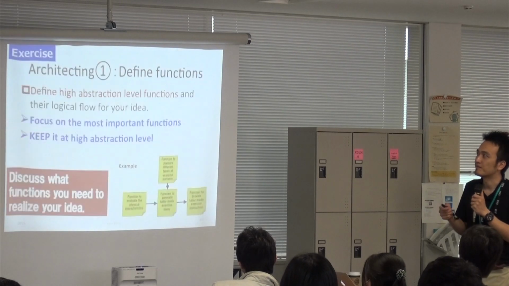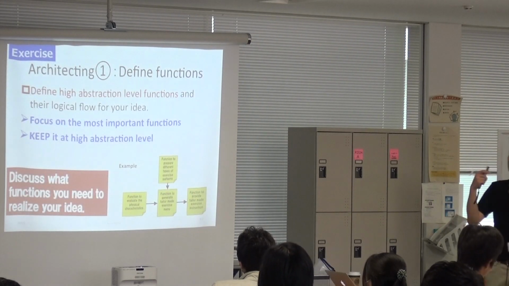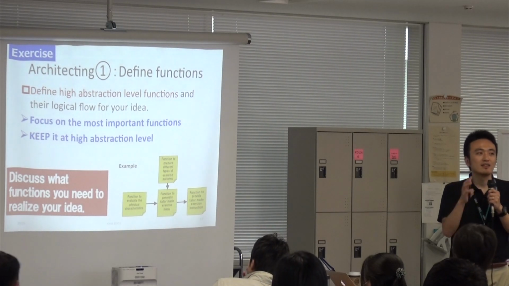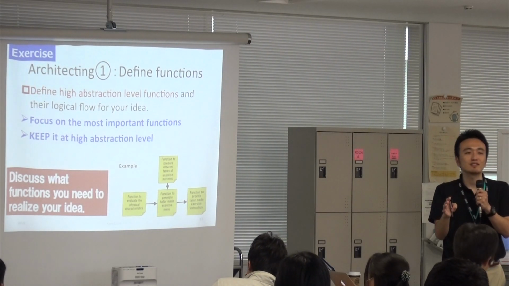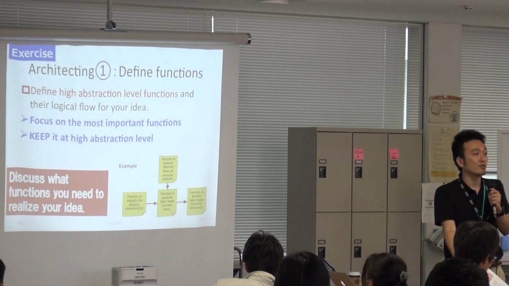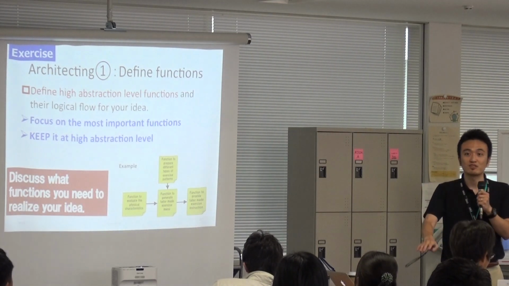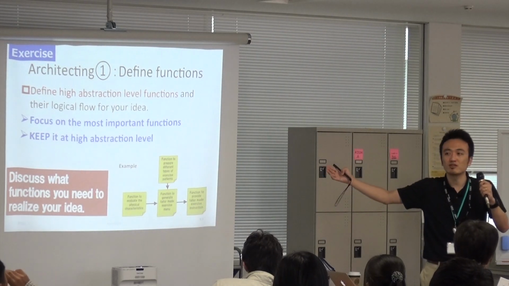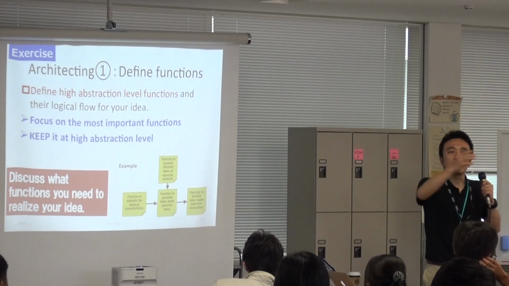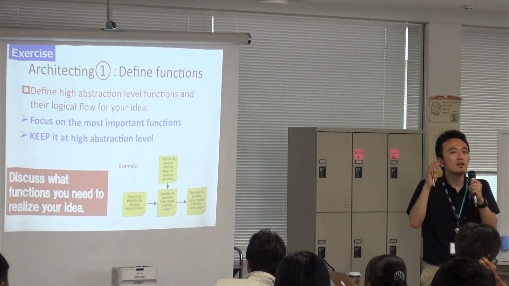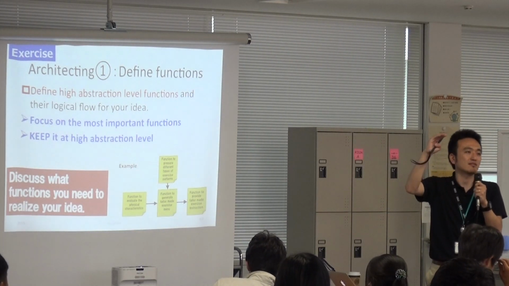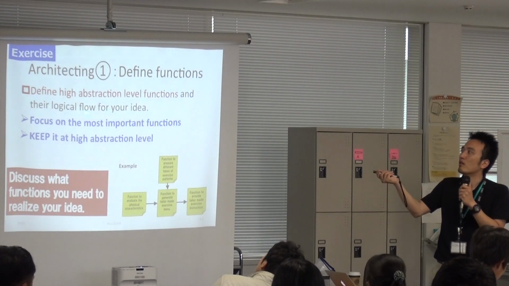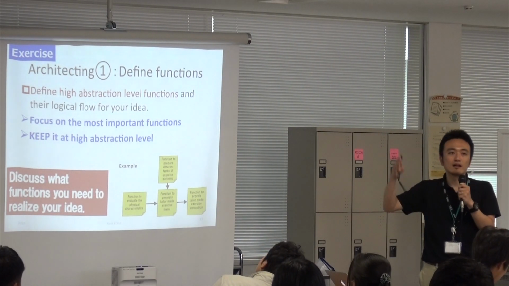So, now it's your turn. Okay, so here's the steps. Define high abstraction level functions. You need to be very careful about this. If you dive into very low level abstraction functions, you'll die because it's going to be an explosion of functions after functions. You're not going to be able to design the whole thing. Try to keep a very high abstraction level. It's important. And a logical flow of your functions.